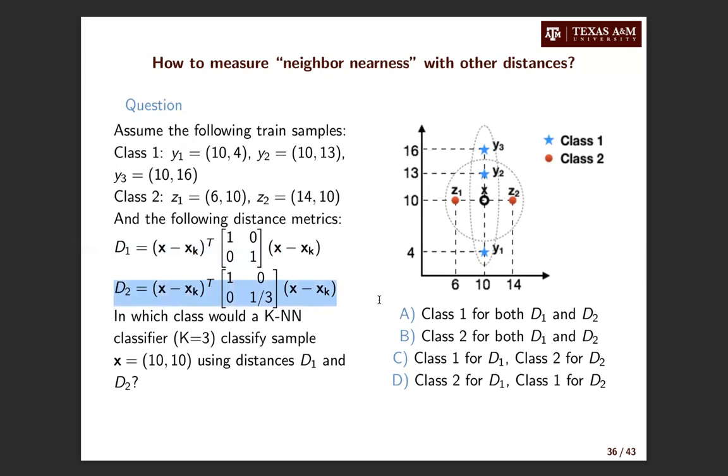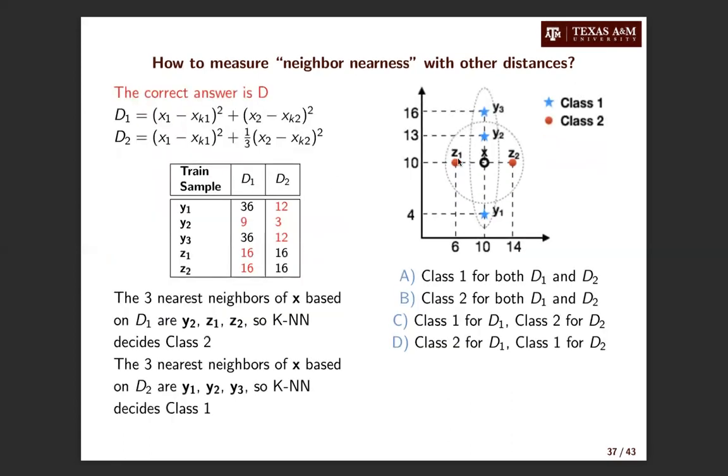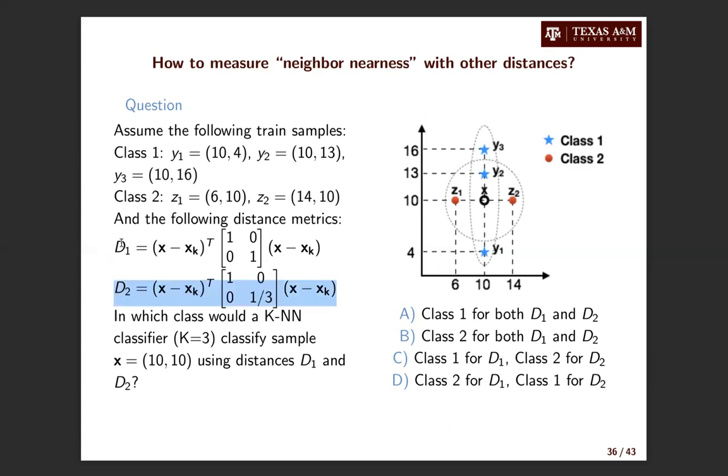So the question is, if we use each of these 2 distance metrics, what would be the decision that we will get for sample X, given our 5 training data, Y1, Y2, Y3, Z1, and Z2. So we will express these distances D1 and D2 in a better form.